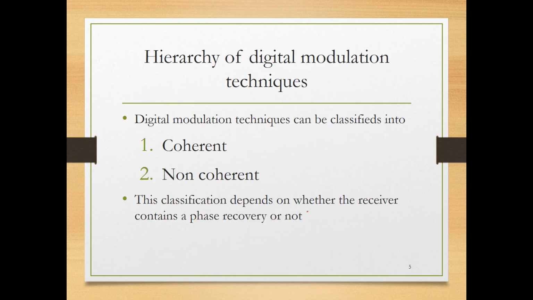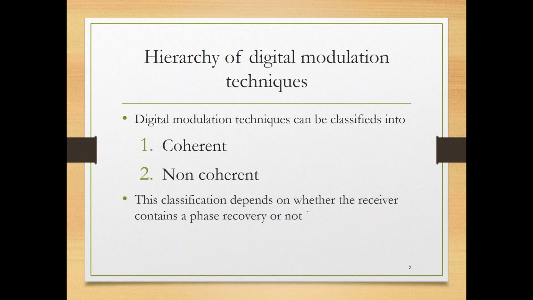So, digital modulation techniques can be classified into two different types, coherent and non-coherent. Basically, in a nutshell, let's summarize them. Coherent means that you need full information about your carrier at the transmitter and receiver. What do I mean by full information about the carrier? You need the same phase, the same amplitude, the same frequency of the carrier that you use for transmission and reception.